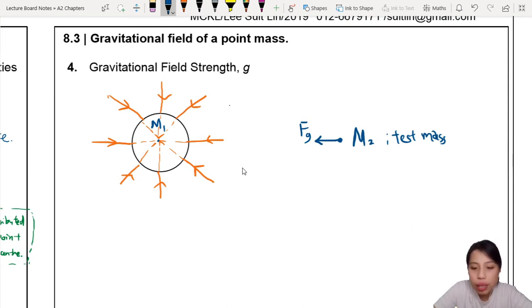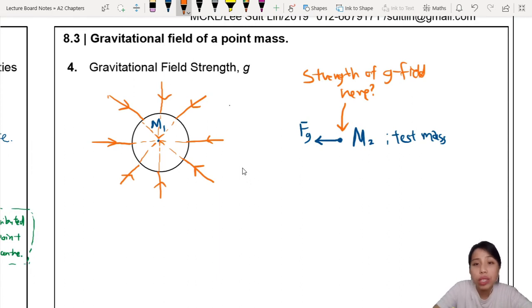Okay, so I think we got set up. All right. So we want to ask the question, what is the strength of the G field here at the test mass? Question mark. I know just now we already saw an arrow, but we want to find an equation that can calculate that. And you need to know how to derive this equation, because in exams they will ask you how you define this equation. Okay, sure. So what we're going to do is use Newton's law of gravitation to help us out here.